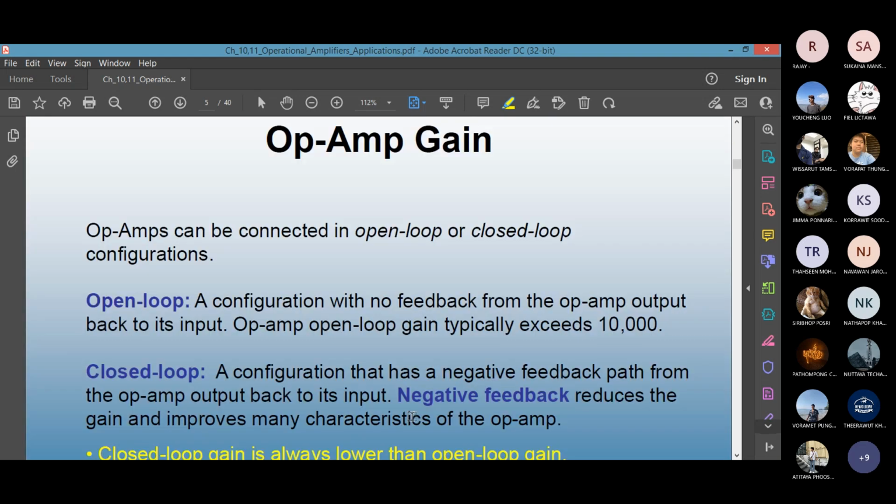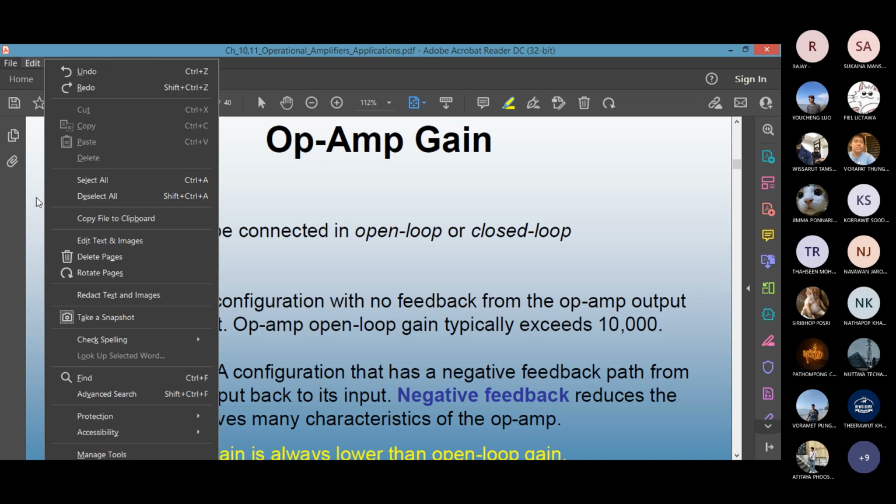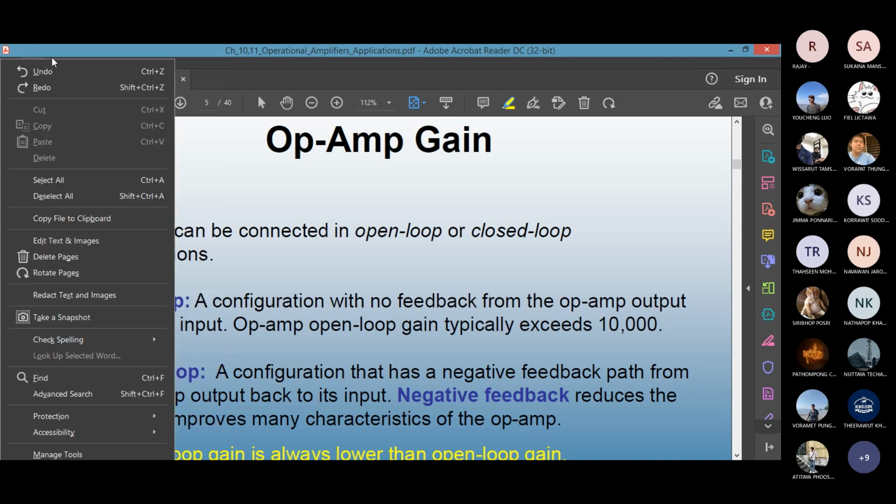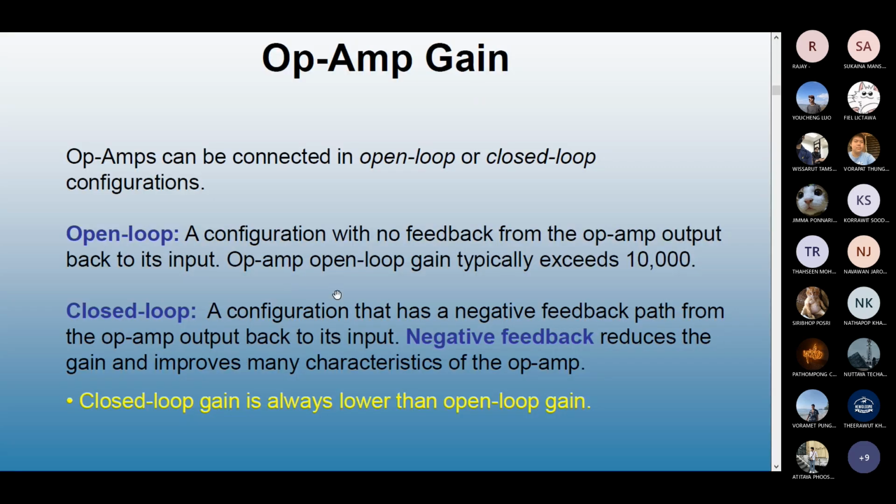Now the op-amp gain, let's talk about the gain. I mentioned to you in the beginning that an op-amp you can connect in a circuit in the fashion of open loop or a closed loop. Open loop means it's a configuration which has no feedback from the output side to the input side. Open loop gain typically exceeds 10,000, more than 10,000. You can have 20,000 or even more. So it's like 5 digits.